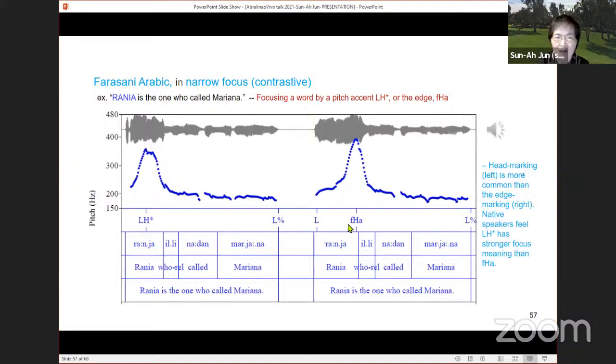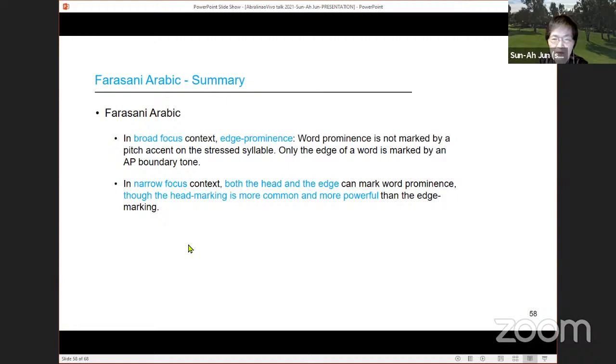So in Farasani Arabic in broad focus context, the edge prominence is happening because it's all a sequence of low at the beginning and high at the end. Word prominence is not marked by a pitch accent on the stressed syllable. Only the edge of the word is marked by an AP boundary tone. But in narrow focus context, both the head and edge can mark word prominence, even though head marking is more common and more powerful than the edge marking.